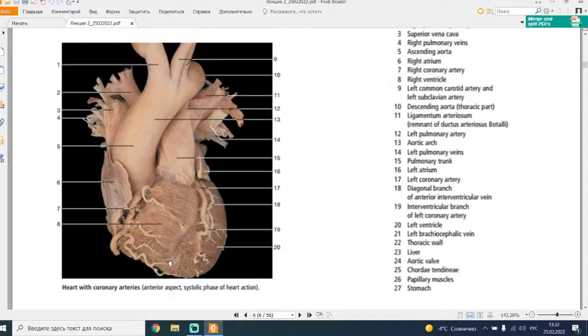What you see is an elastic artery: the aorta and the pulmonary trunk. What do you see? These are coronary arteries. This is muscular type.